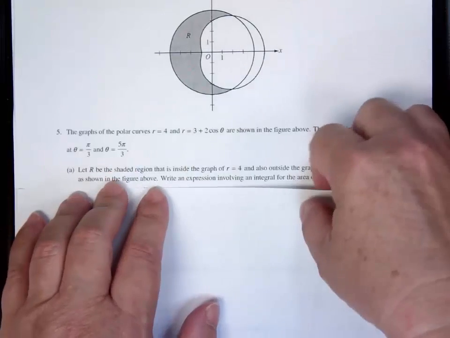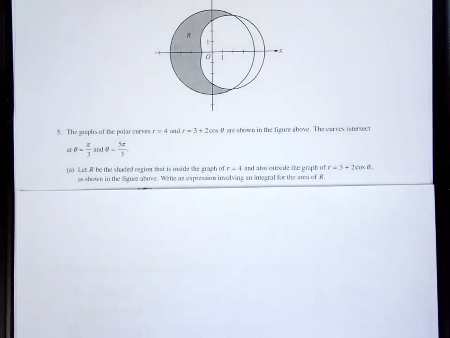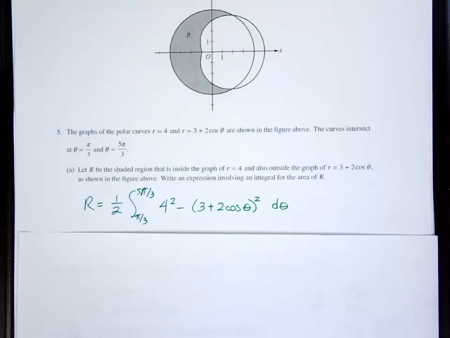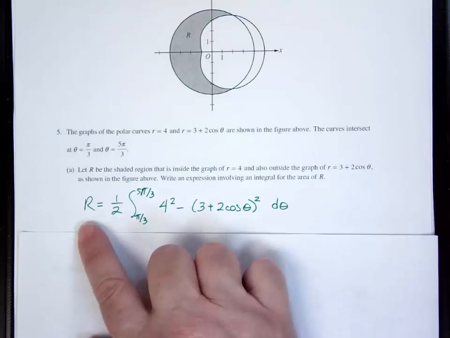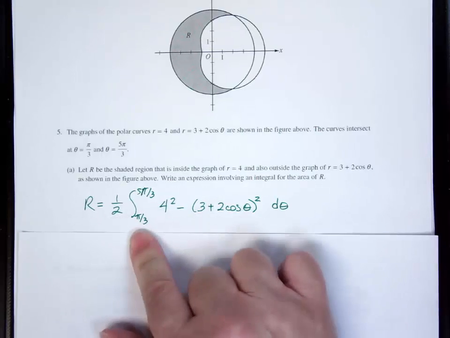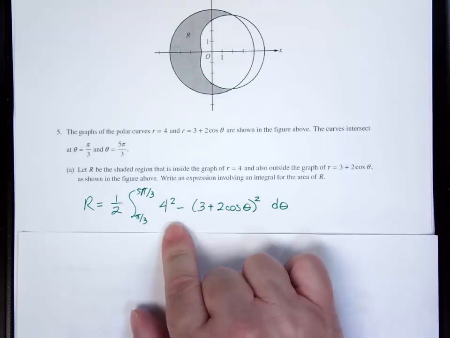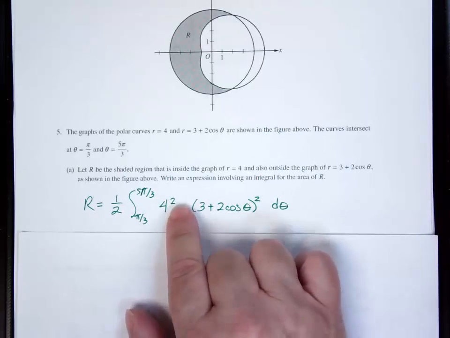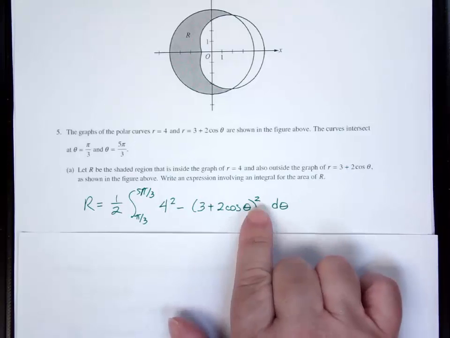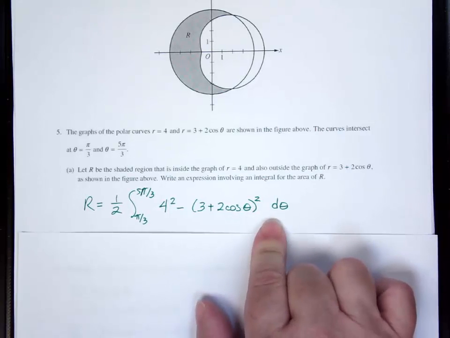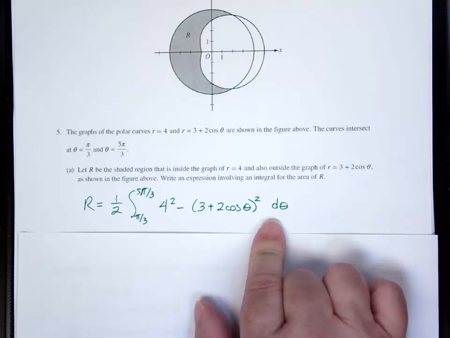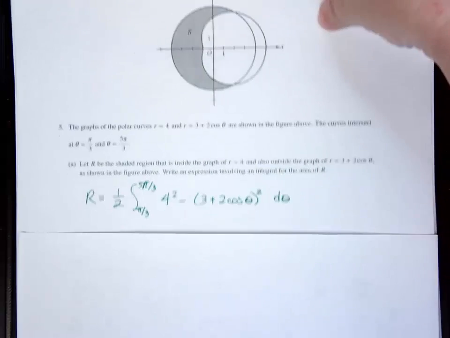But remember that polar has a different formula. It's 1/2 r squared d theta. So the area equals 1/2 the integral from pi over 3 to 5 pi over 3, outer, which is the 4 squared, minus the inner squared, d theta. So it's like you're doing the area of the circle and then minus the area of the limacon. So that's all you had to do for that one since you don't have a calculator.